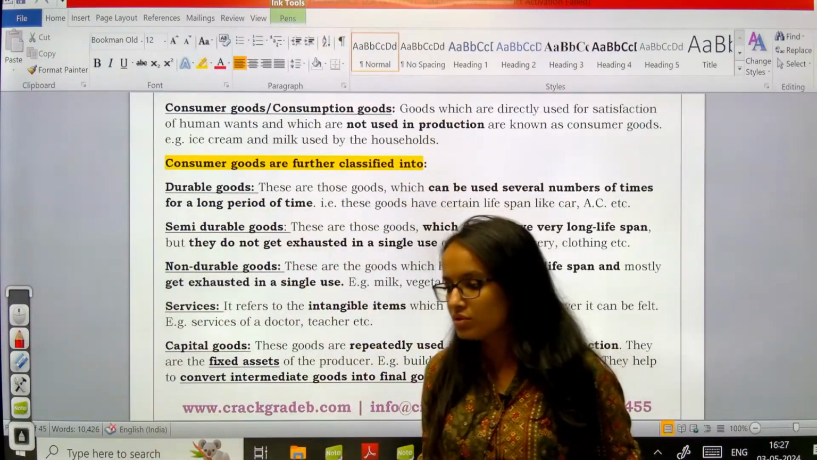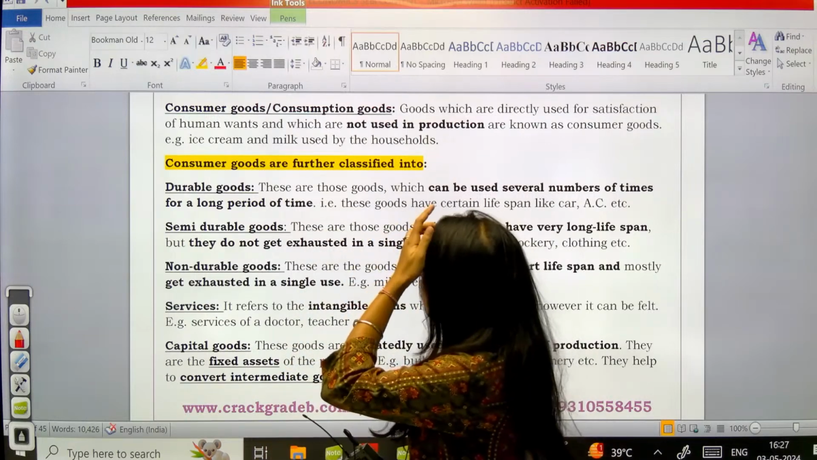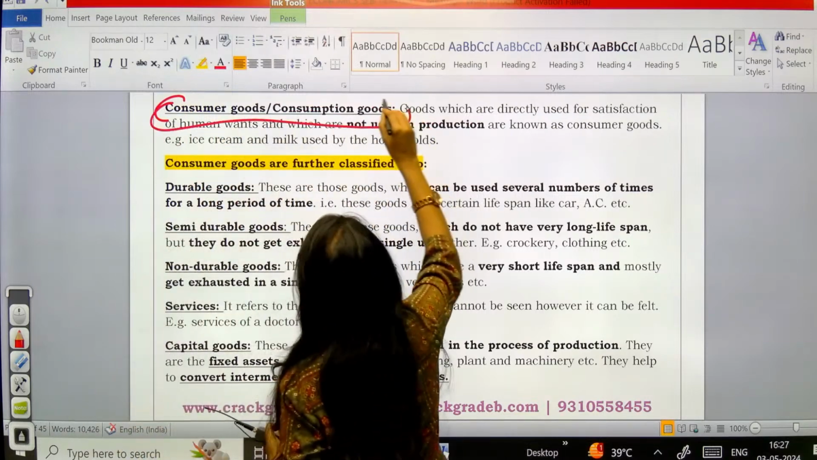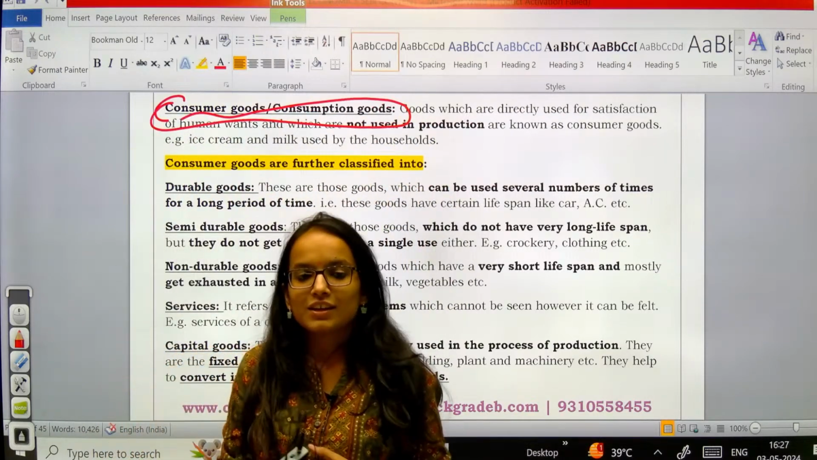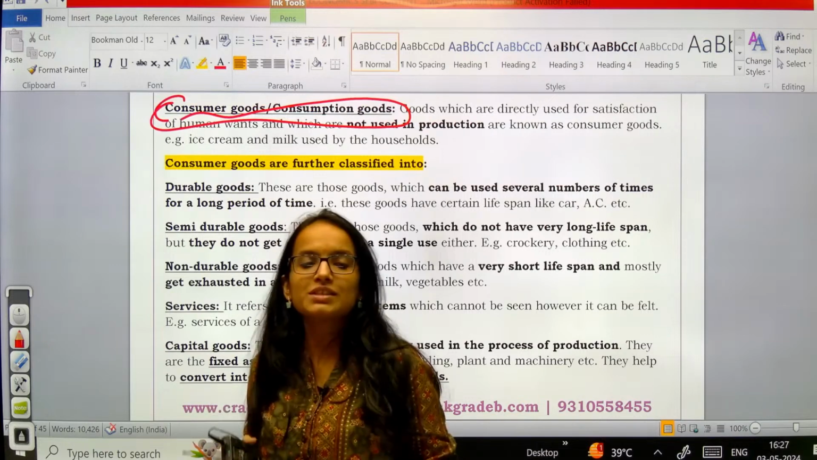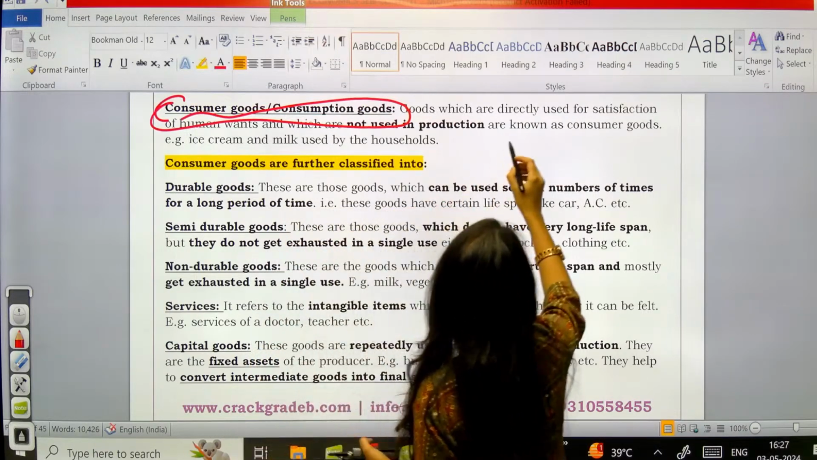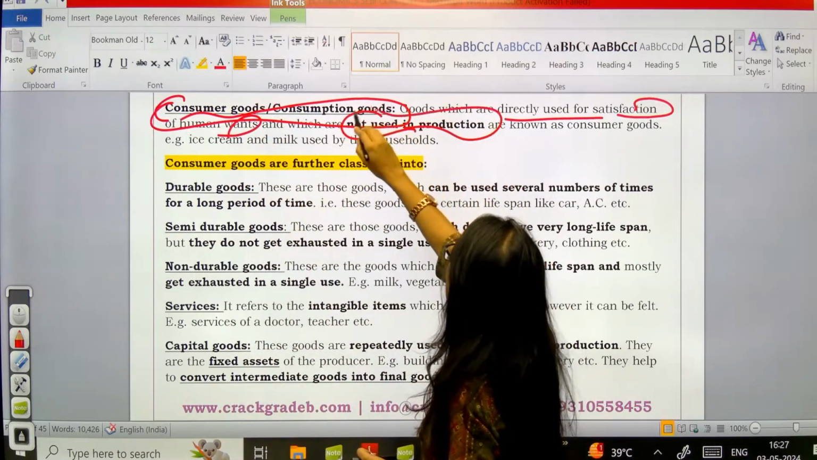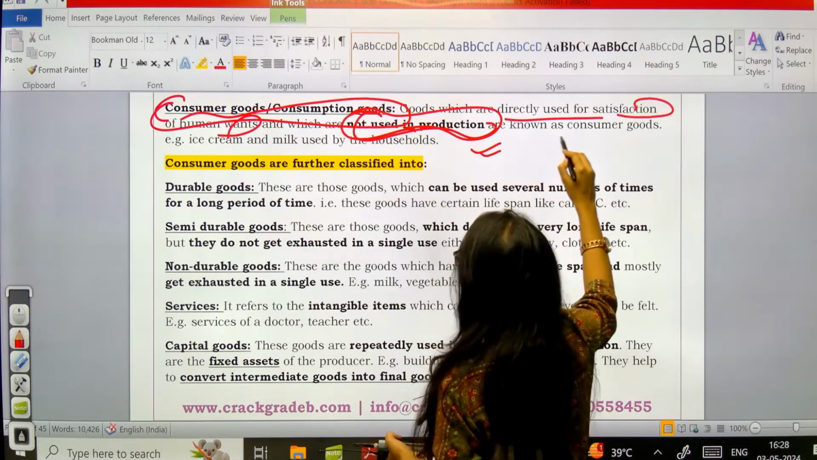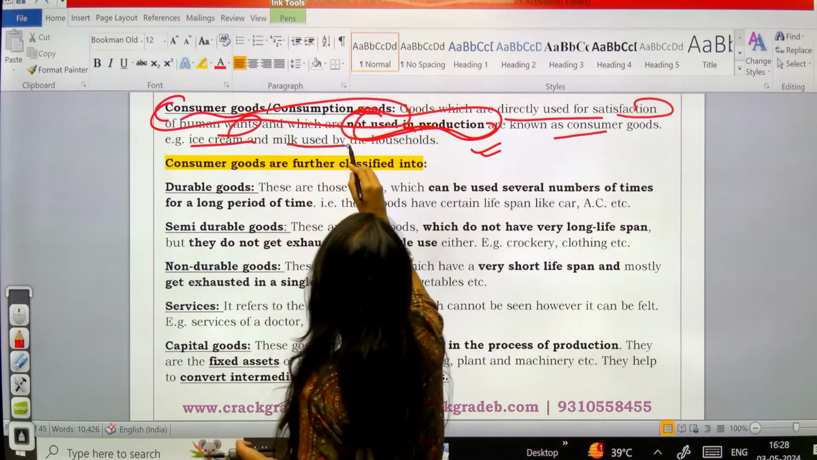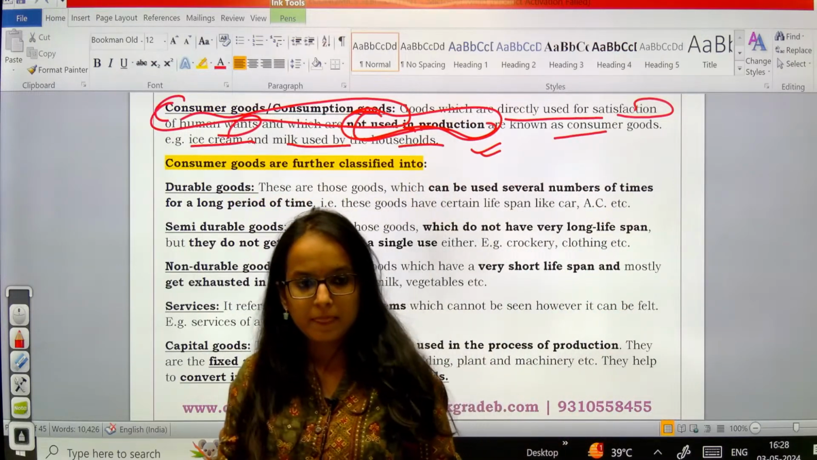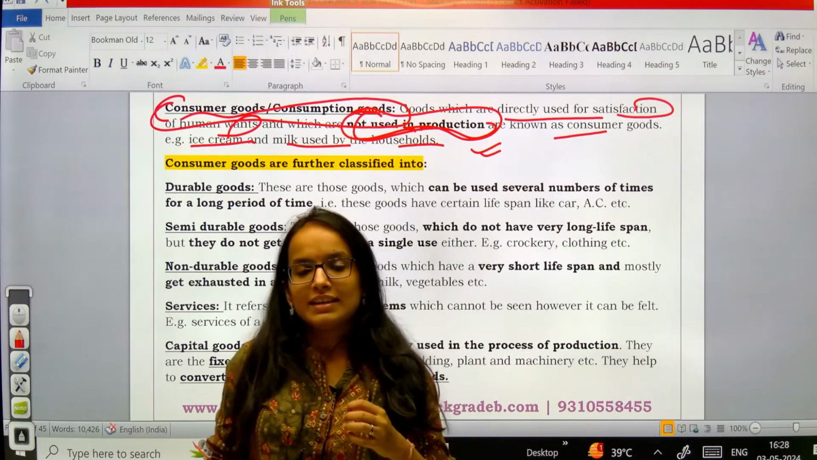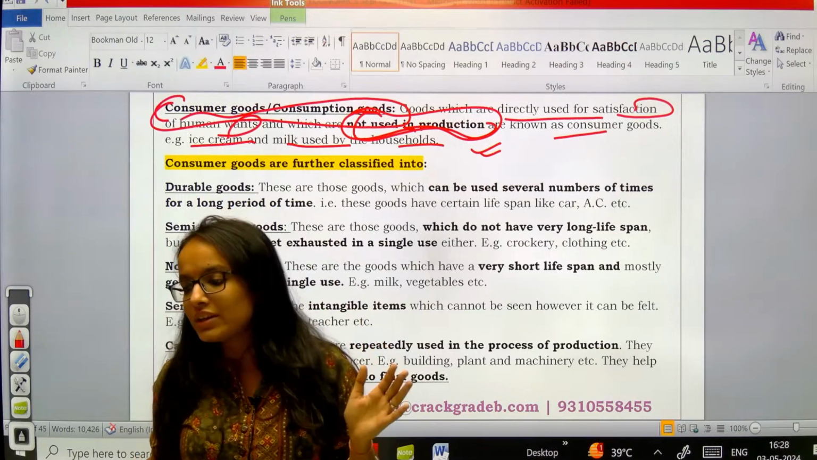The next category of goods which we have is consumer goods. What are consumer goods? As the name suggests, consumer goods are the goods which are used for consumption purpose only. Consumer goods are directly used for satisfaction of human wants and are not used in production activity. For example, ice cream, milk, etc. used by households. So basically in economics, the name itself suggests the answers, right?